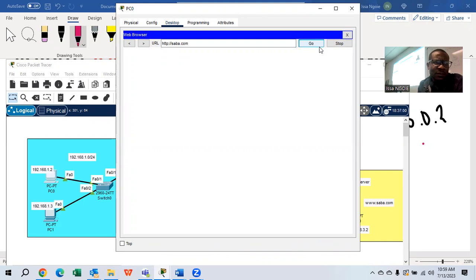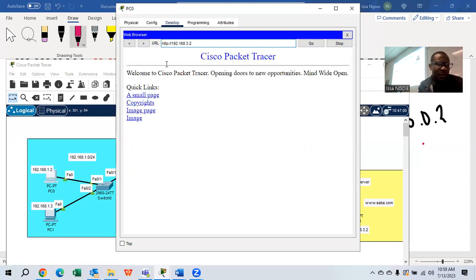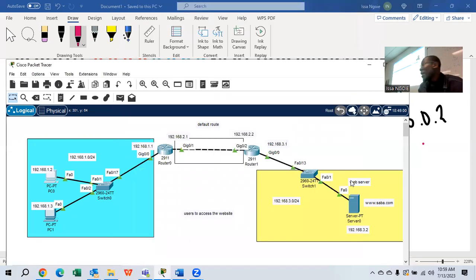You change the name of the domain name in the DNS. Yeah, I just changed it. I'm trying saba.com. It's unresolved, but with the IP, if the IP works, I can access it using the IP, but not using the DNS.